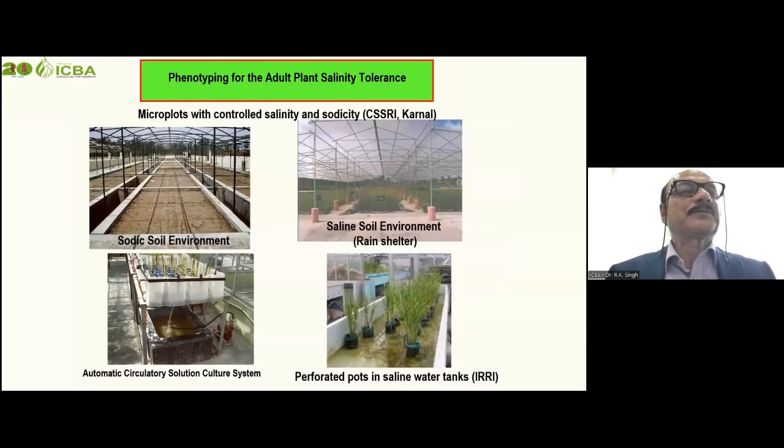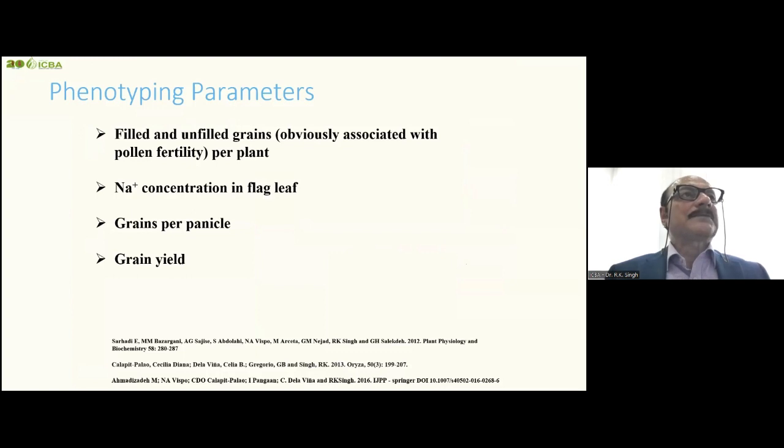For the reproductive stage, you need a bigger plant structure, at least a facility where you can grow the full adult plant, and then you can screen and remove the plants even at the reproductive stage. Otherwise, in the field, it's very difficult. The best phenotyping parameters are filled and unfilled grains, which are obviously associated with pollen fertility; sodium concentration in the flag leaf, which is the most potent leaf, giving around 60 to 70% of the food to the grain; grains per panicle; and grain yield.